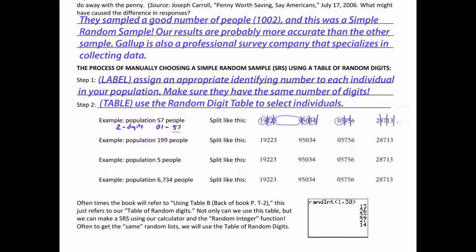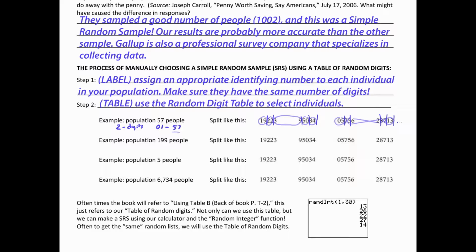But if I get to 75, that is not a number I can choose because there are not 75 individuals. 62, another number I can't use. 87 is a no-go. I would get to 13, and 13 is another number I could use. So depending on how many people I need to sample, if I needed 7 people in my sample, I have my 7 people right there. If I need 10 people, I continue until I've circled 10 numbers.